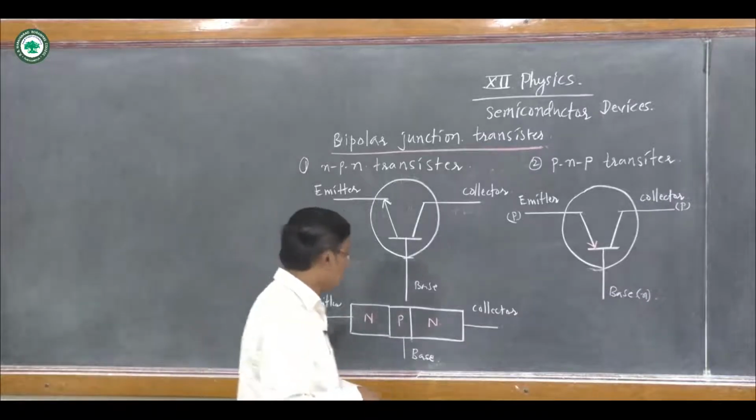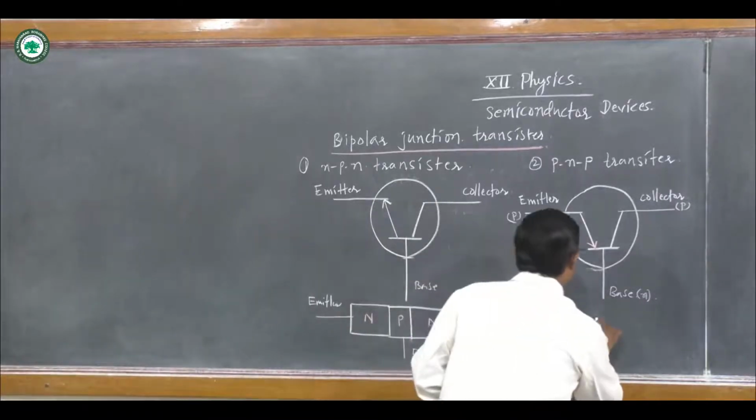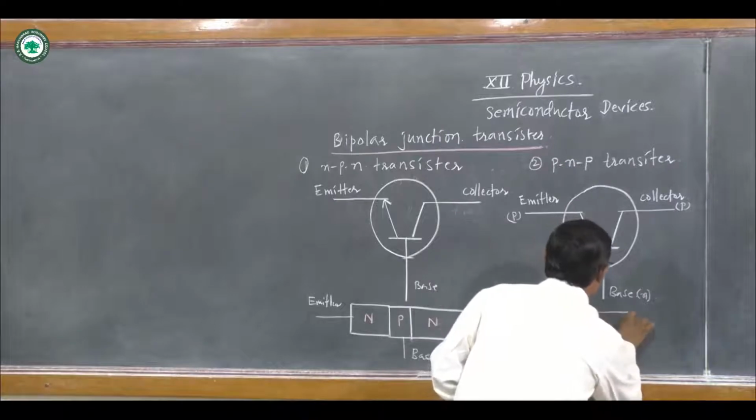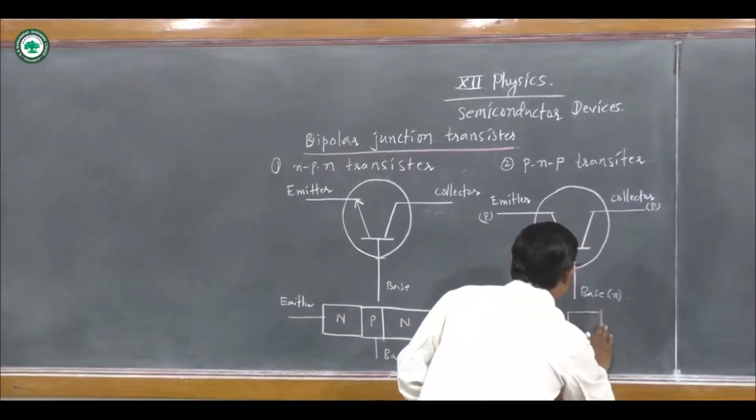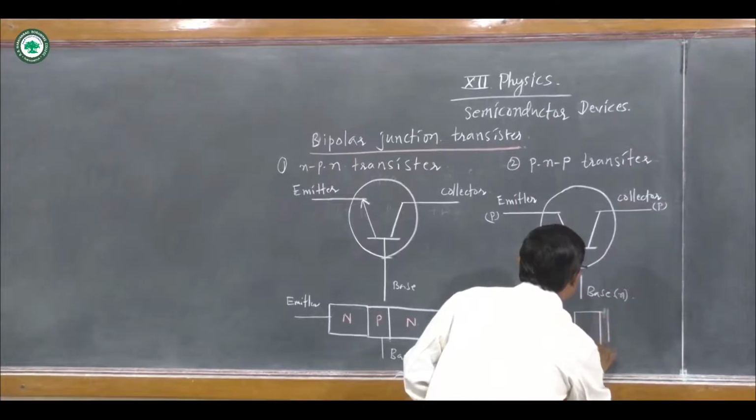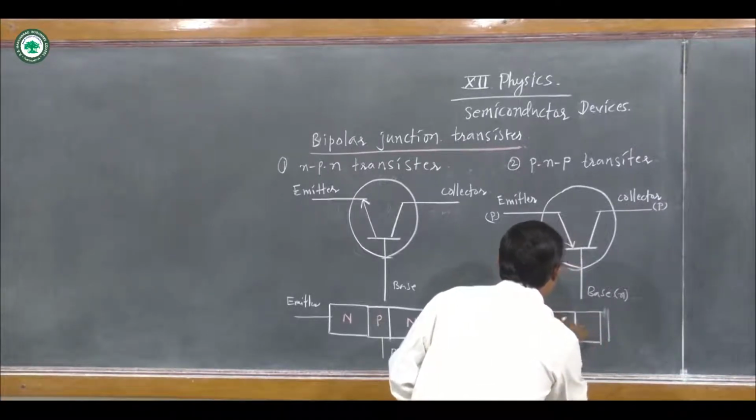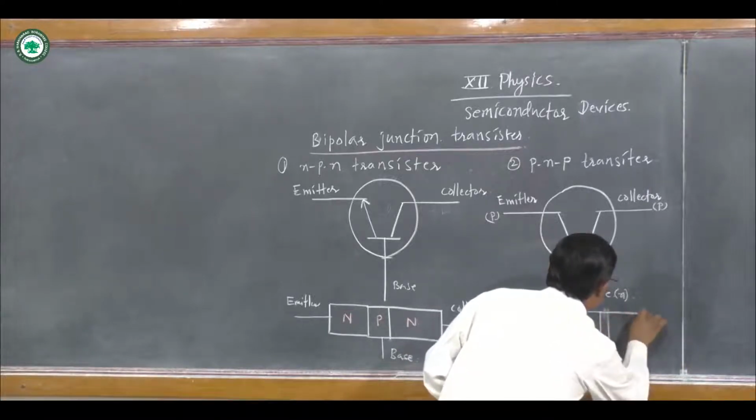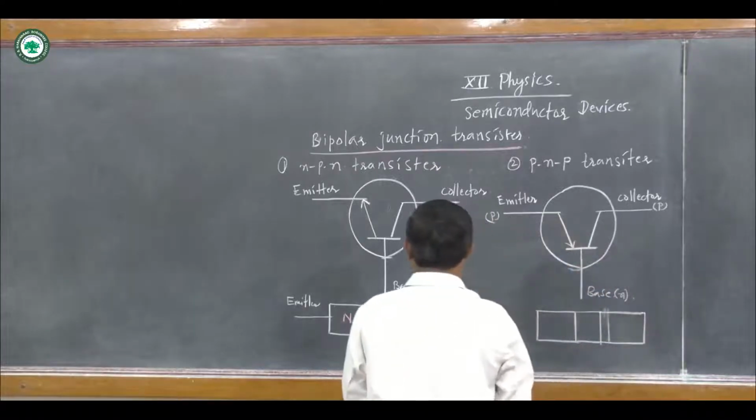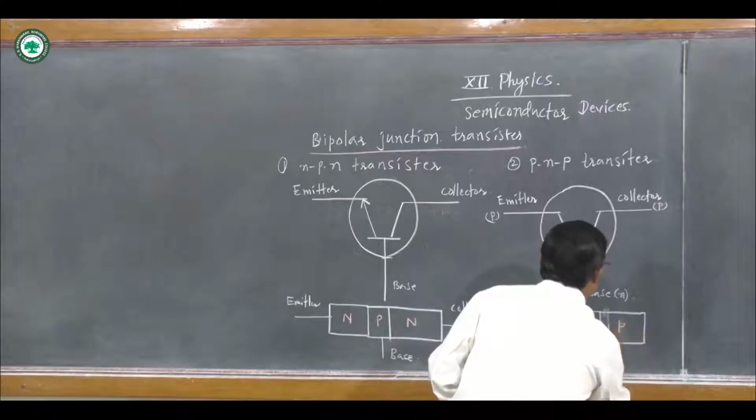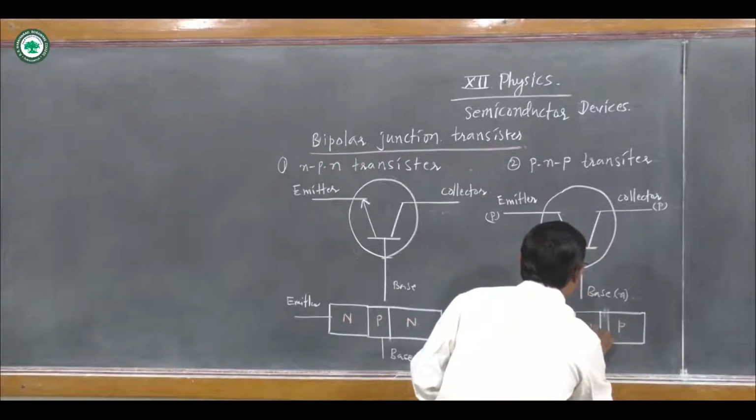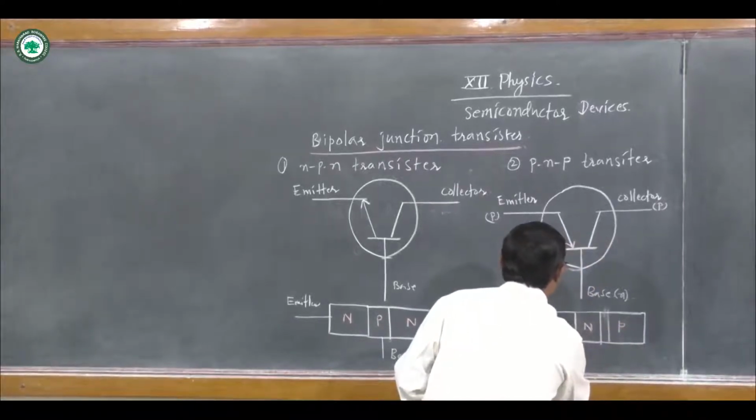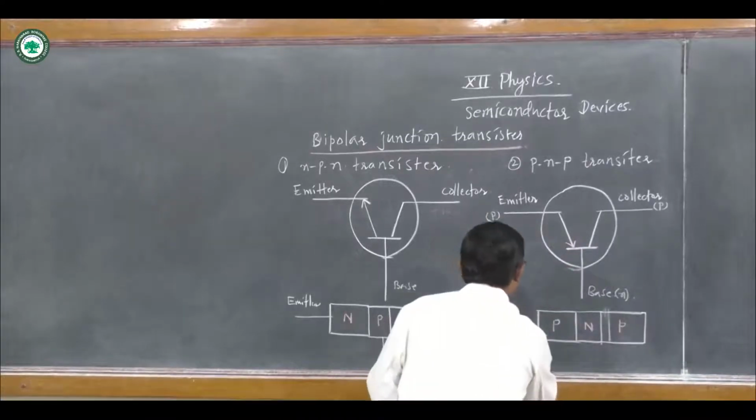Similarly, in the PNP transistor, the base is thin in size. This base is kept in between these two different type materials. This material is of the P type, and here the base is of the N type, and here the emitter is of the P type.